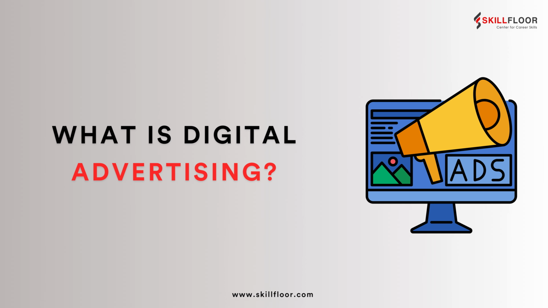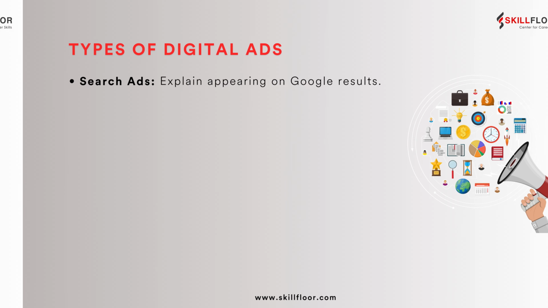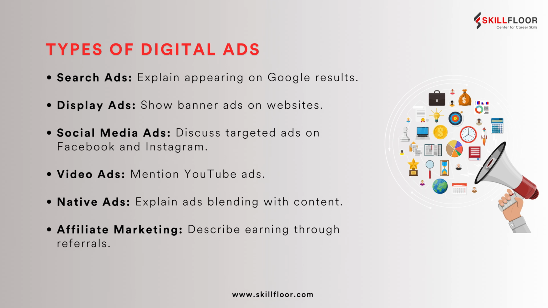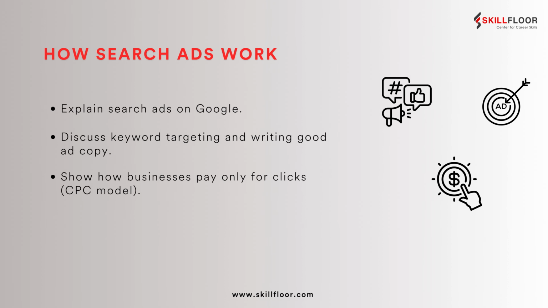Today, we're going to talk about something that's changing the way businesses connect with you: digital advertising. Digital advertising includes search ads, display ads, social media ads, video ads, native ads, and affiliate marketing, each tailored to specific platforms and audiences. Search ads work by targeting relevant keywords and using effective ad copy to attract clicks. Businesses pay only for clicks, making it a cost-effective advertising method. Google's search ads allow businesses to reach potential customers directly when they're searching for related products or services.